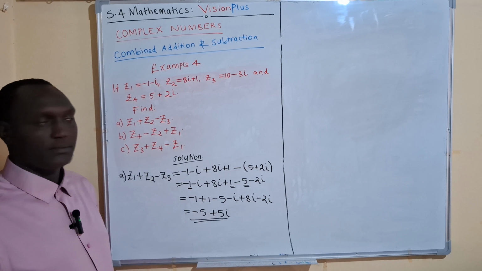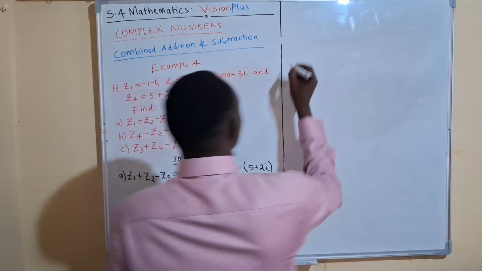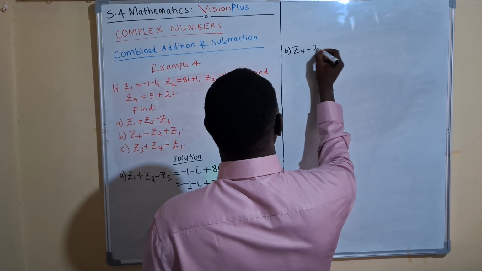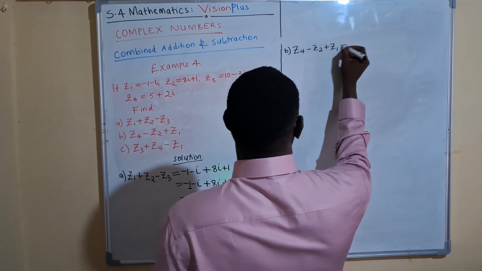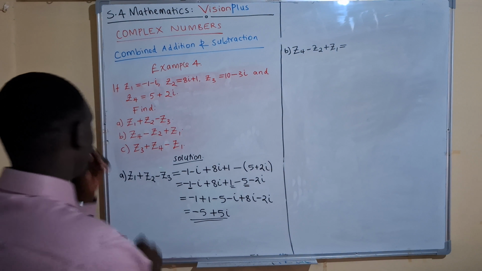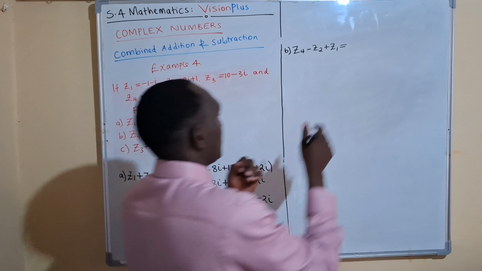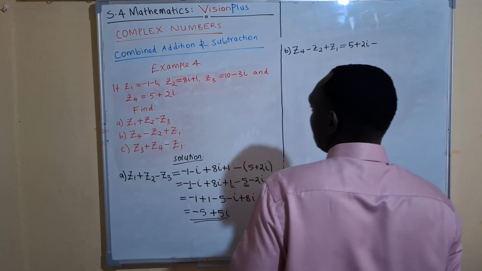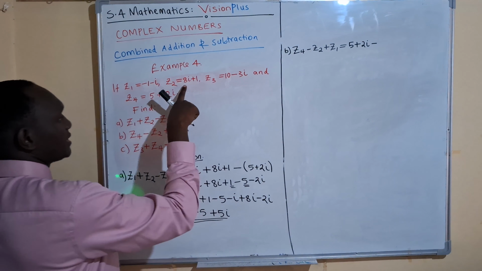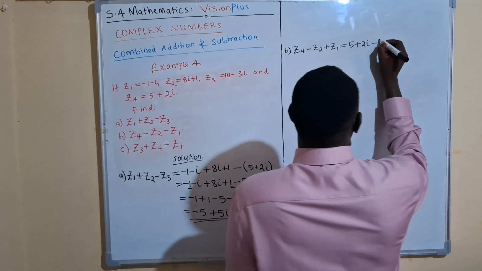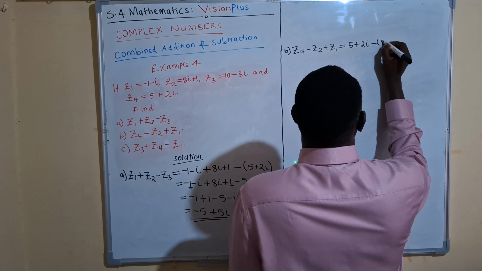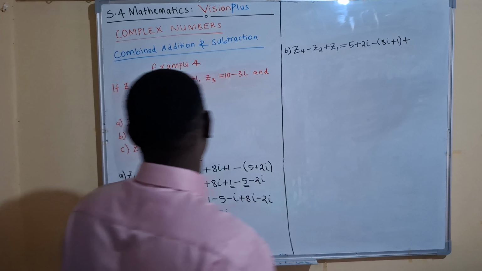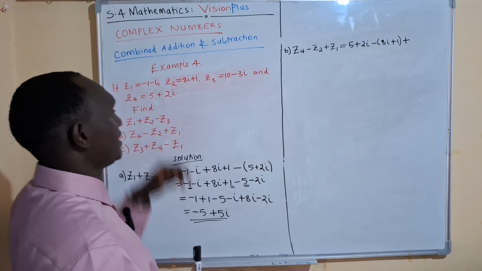And so going to part B, which is z4 minus z2 plus z1. We need to substitute. What is z4? z4 is 5 plus 2i. 5 plus 2i minus z2. Since we are subtracting z2 and it has two terms, we put the brackets. That is minus 8i plus 1. We close the bracket. And then finally we are adding z1, which is -1 minus i.